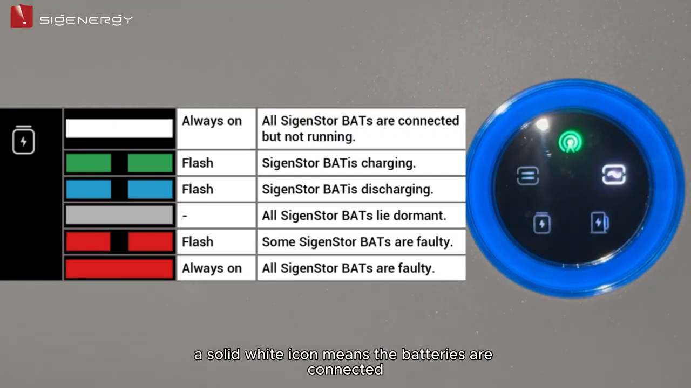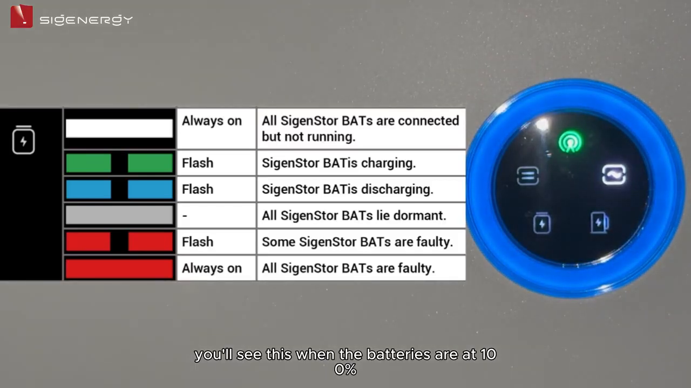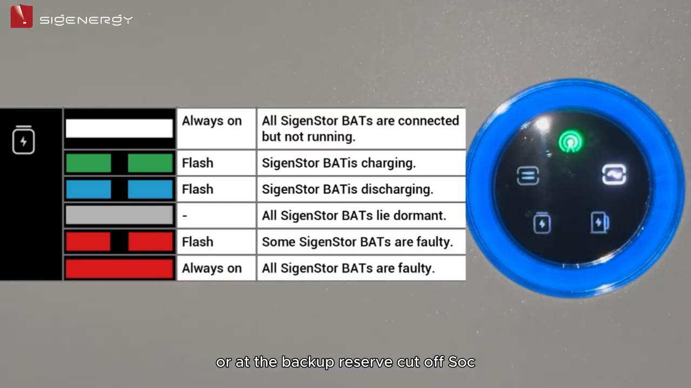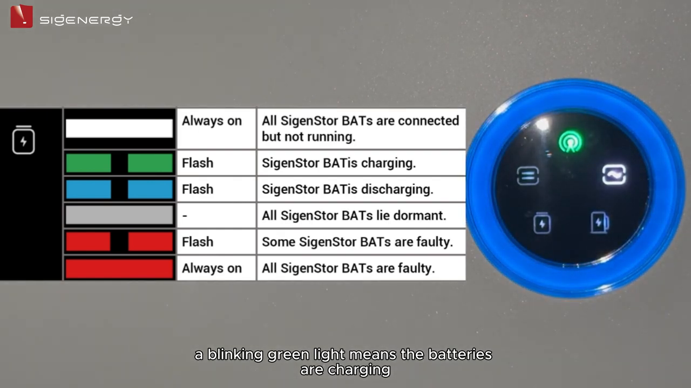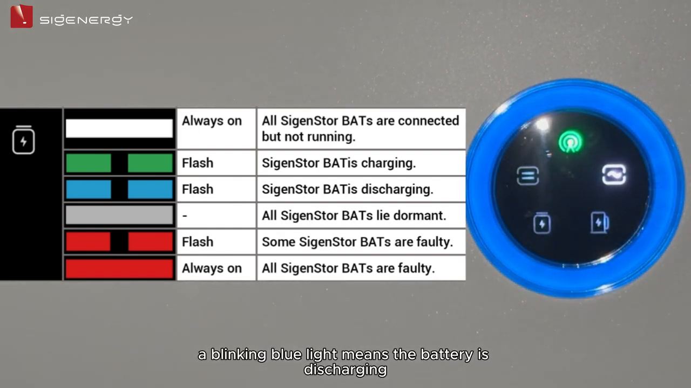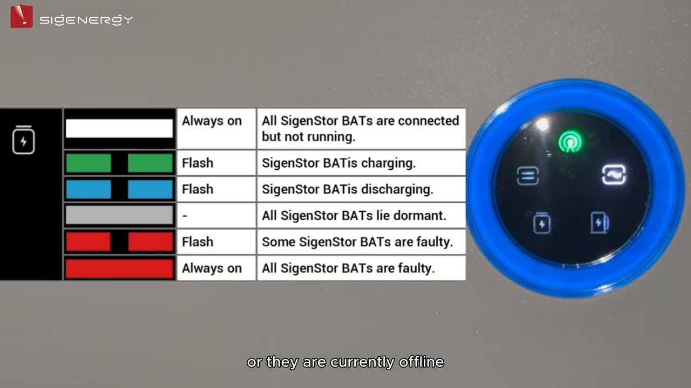Starting at the top, a solid white icon means the batteries are connected but not being used. This is considered a standby state. You'll see this when the batteries are at 100% or at the backup reserve cutoff SOC. A blinking green light means the batteries are charging. A blinking blue light means the battery is discharging. A dark icon means there are no batteries or they are currently offline.